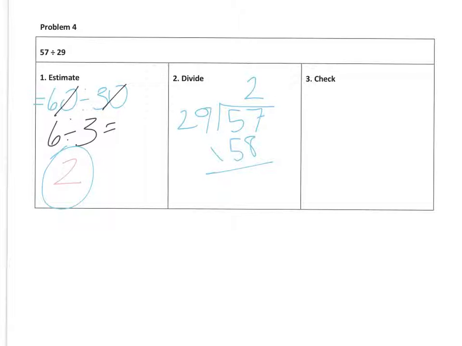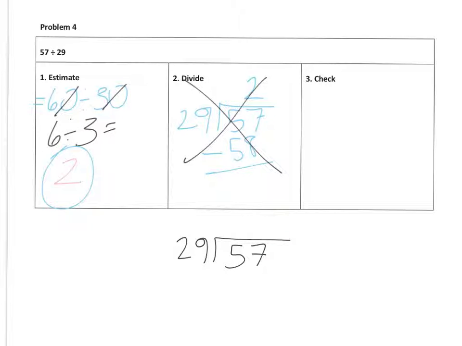Uh-oh. So we've run into that same problem again. Can we subtract 58 from 57? No. 58's too big. So we know that this is a little bit wrong. So let's give it another shot. So 29 going into 57. And we know that 2 times was too many, so let's try just 1. Well, 29 times 1 is 29. So we subtract that and we get 28.